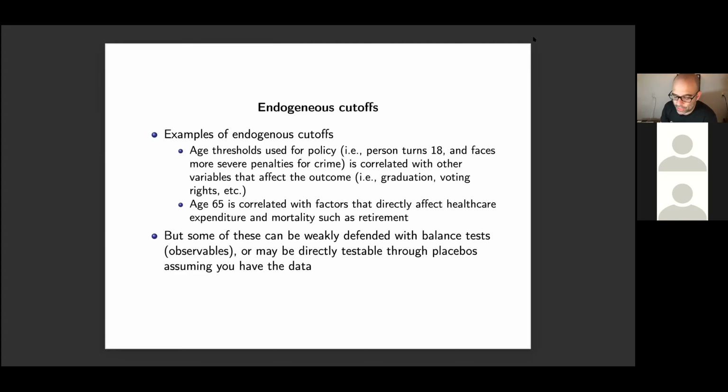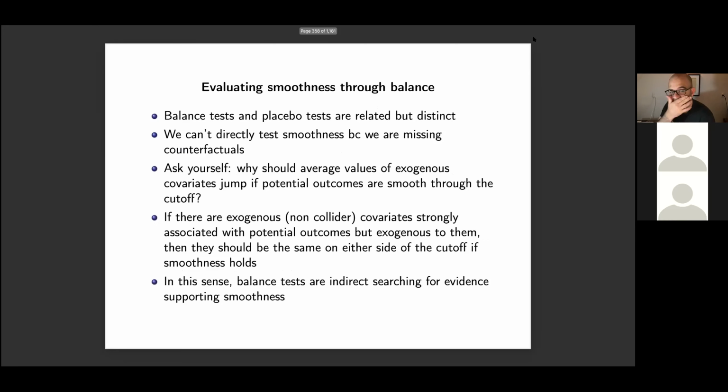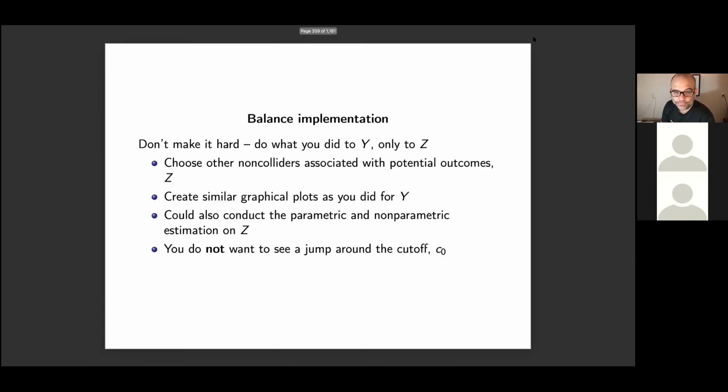Some of these can be weakly defended with balance tests, or maybe directly tested through placebos if you have the data. Evaluating smoothness through balance is essentially testing for smoothness by looking at covariates that are highly predictive of the outcomes. So let me give you an example.